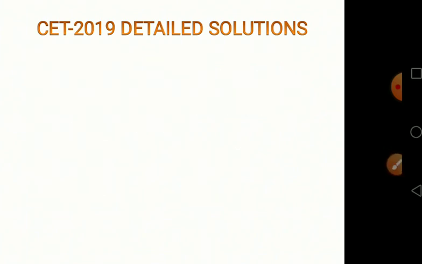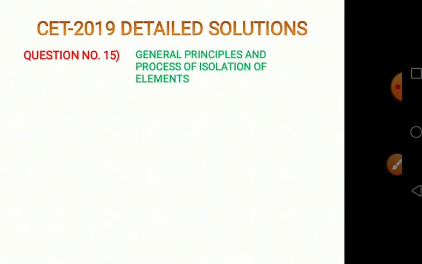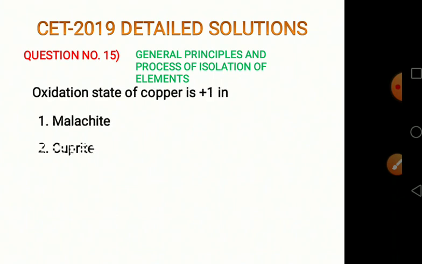Then question number 15, that is also from the general principles and process of isolation of elements. Oxidation state of copper is +1 in. Very simple question. Remember, options are given like this.